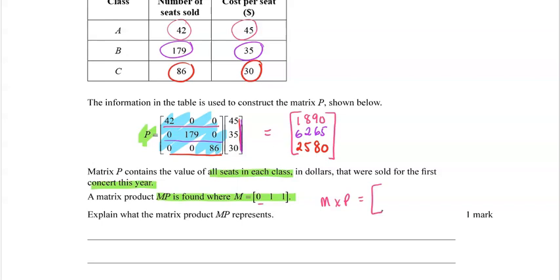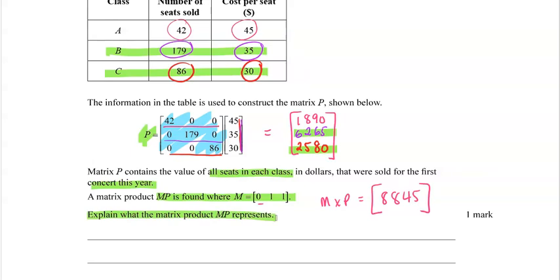6,265 plus 2,580, which is 8,845, which is the total revenue made just from the seats in Class B and Class C. So they've done all of this background prep work that they're expecting you to be able to interpret before you can answer the question, which is explain what does it represent.